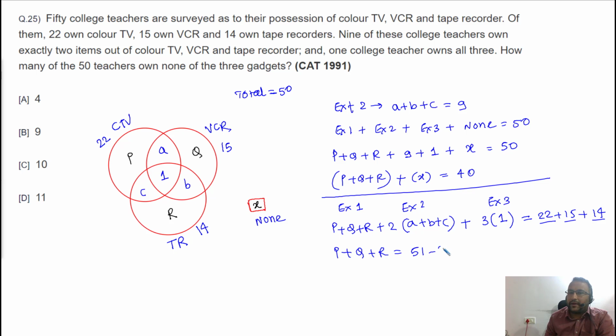So 51 minus 3 minus 2 into 9 is 18. So the value of P plus Q plus R is equal to 51 minus 21, that is equal to 30. Put this value in equation 1, you will get x is equal to 10. So there are 10 teachers who own none of the 3 gadgets.